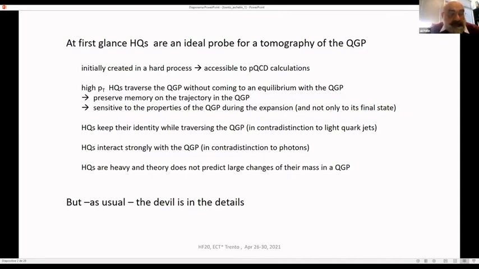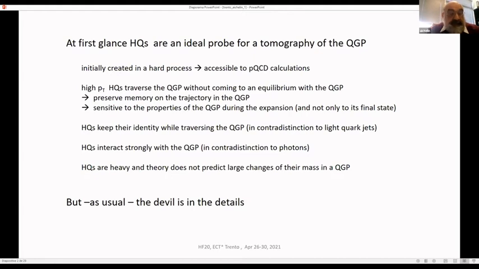We know from comparison of the spectra that high pT heavy quarks traverse the quark-gluon plasma without coming to equilibrium with the plasma. This means the information the heavy quarks carry is part of the memory of the trajectory. So therefore we can ask them what they have suffered on the way through the plasma. They are sensitive to the properties of the plasma during the expansion, and not only sensitive to the final state like the mesons, which obey, to a very good extent, statistical laws and therefore come from equilibrium at the end of the expansion.